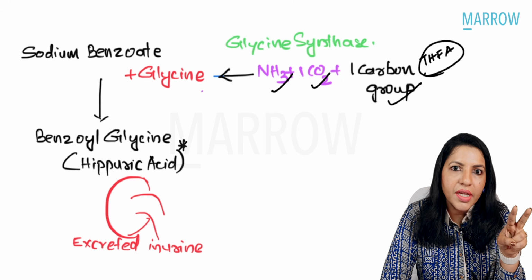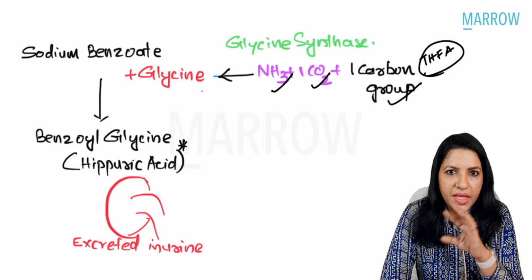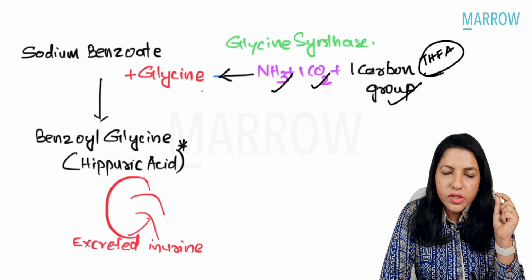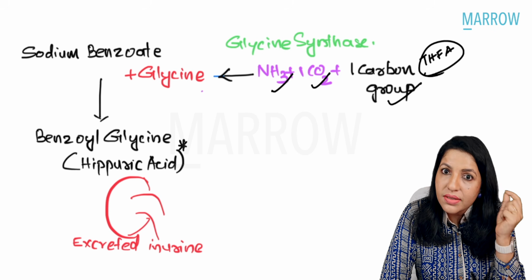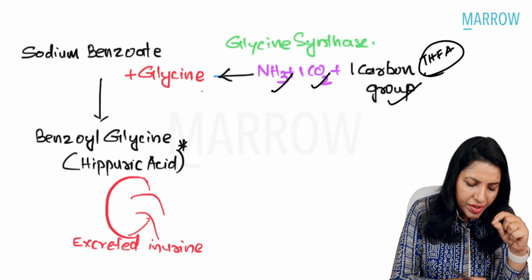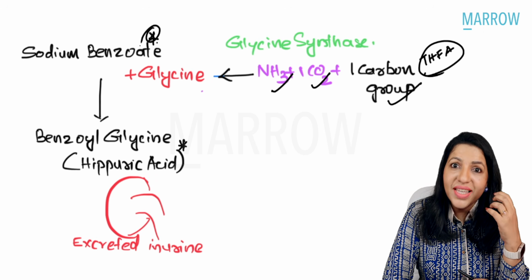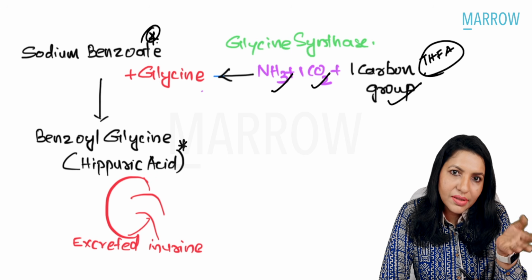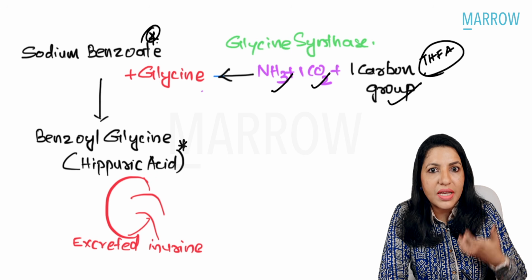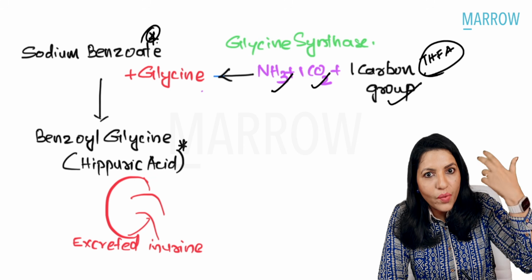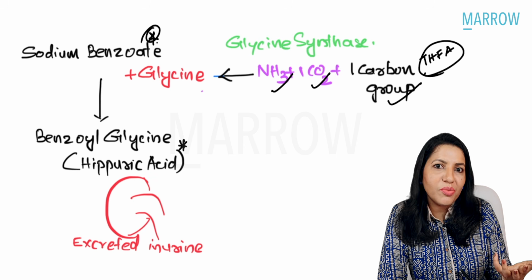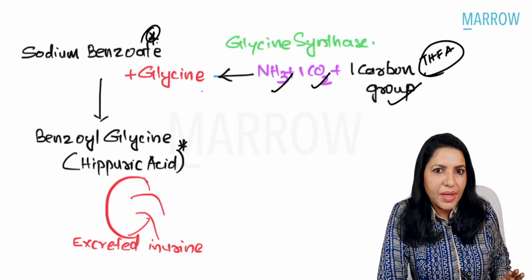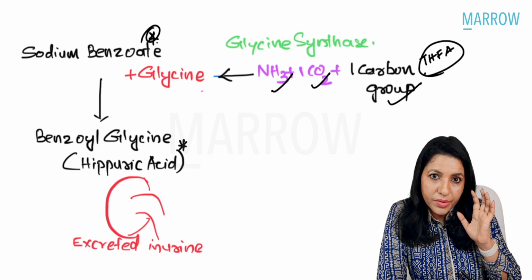Okay, so these three amphibolic intermediates are combining and becoming glycine, right? So when there is excess ammonia in the body, if we give sodium benzoate, the sodium benzoate will combine with the glycine. When it combines with glycine, the body is forced to synthesize more and more glycine. So when the body is synthesizing more and more glycine, what will happen? This ammonia will be used up. That is the mechanism of action of sodium benzoate.